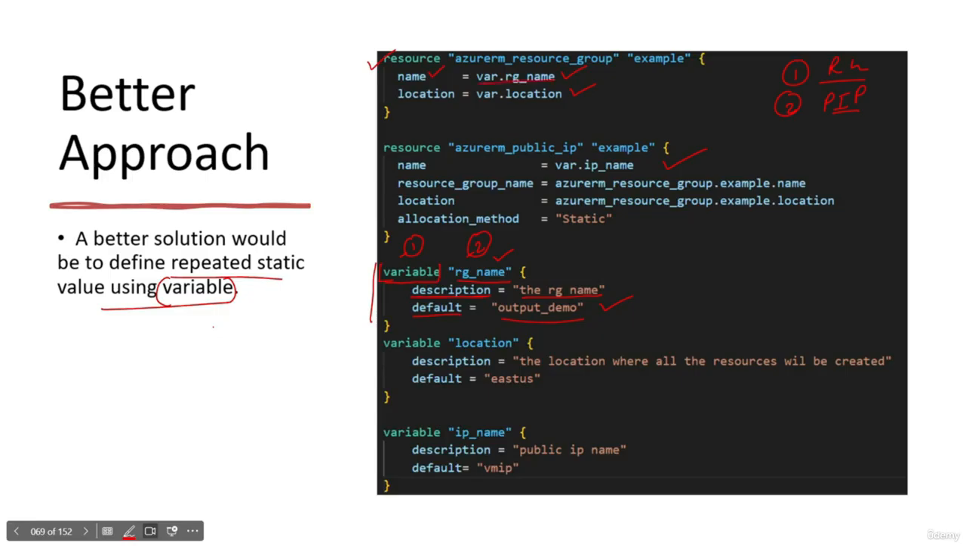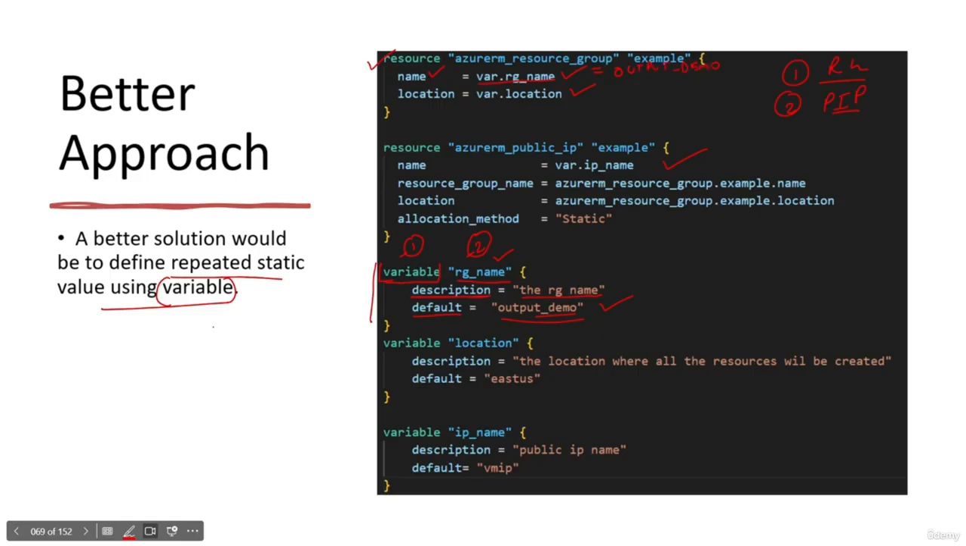So whenever we are going to run terraform plan, automatically whatever the default value is present, output_demo, it will be mentioned here. I would say output_demo. In the case of location also, we have done the same thing.